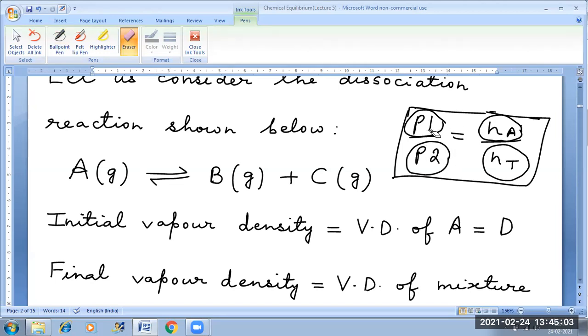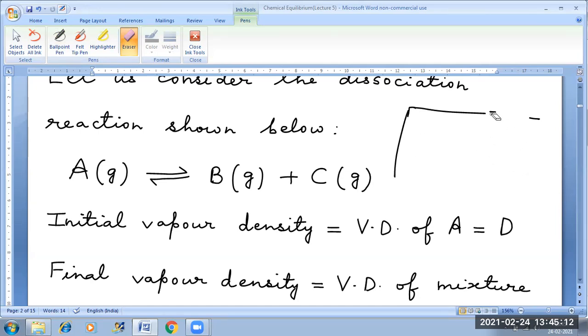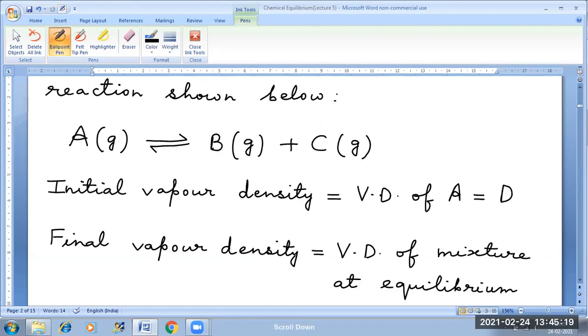Any doubt? So we will assume all gases to be ideal gases. That is why we arrive at this relation. Now let's go ahead.